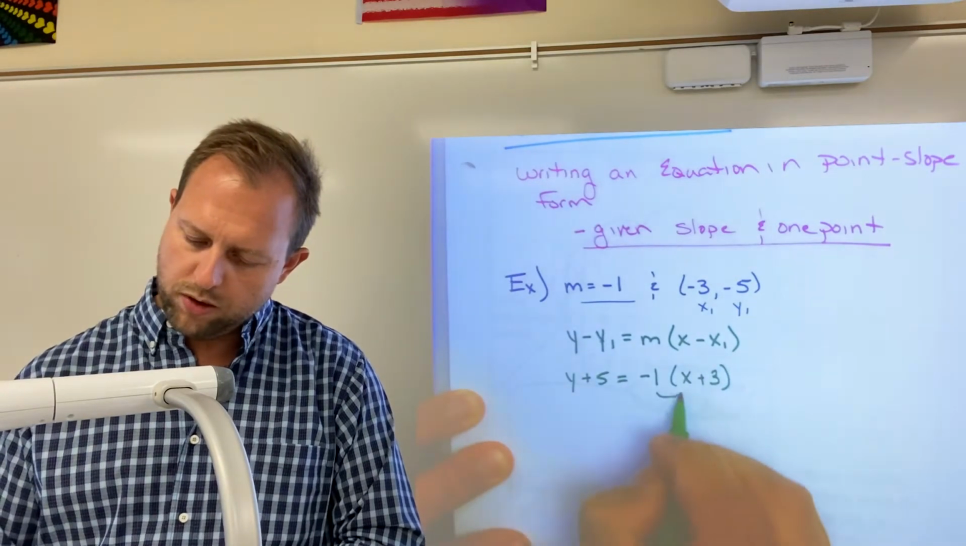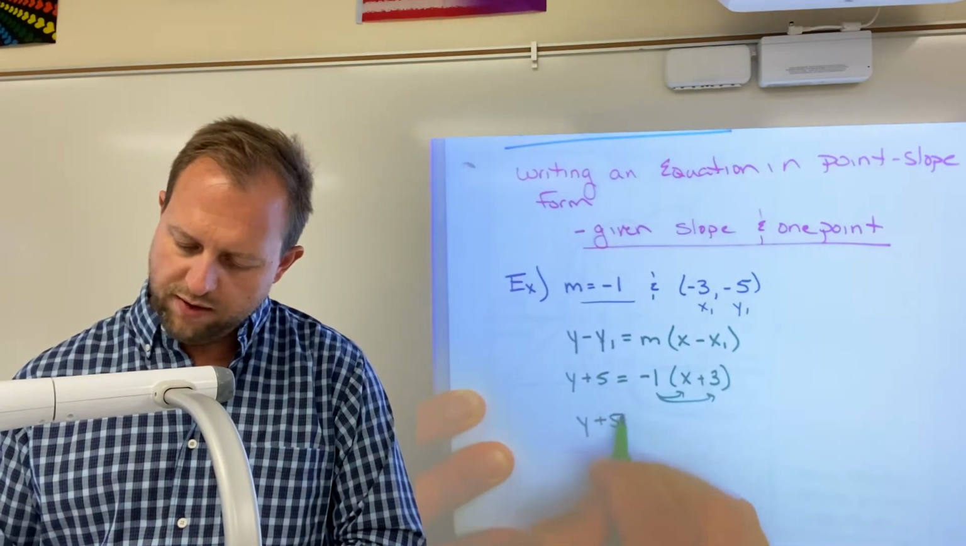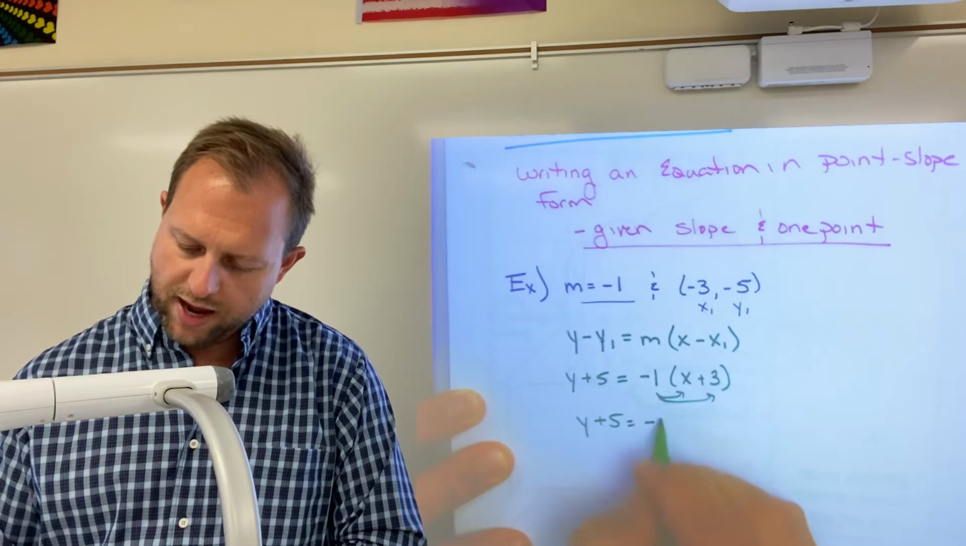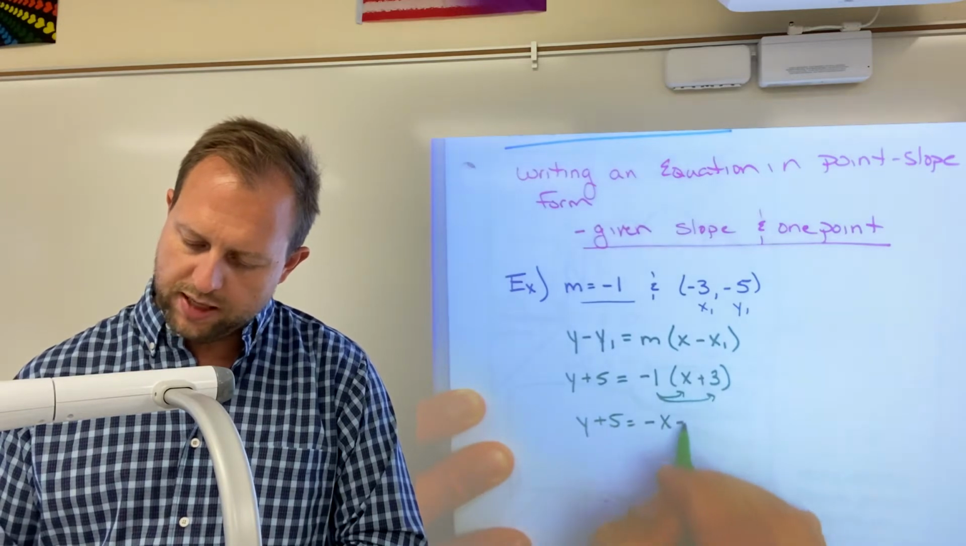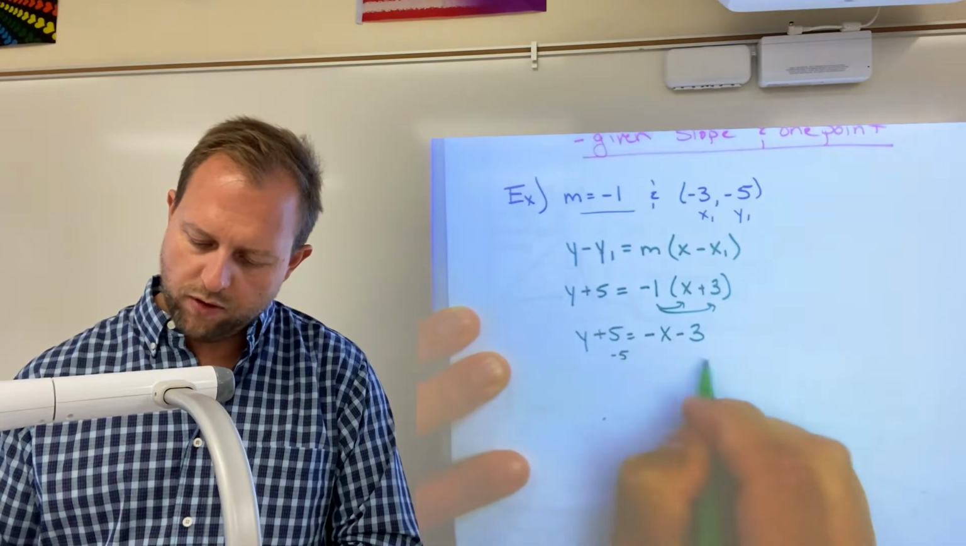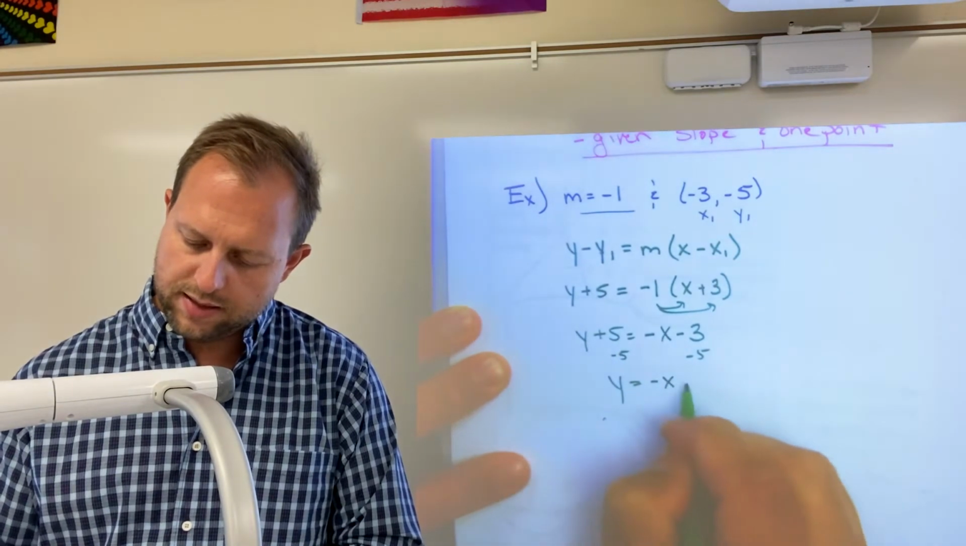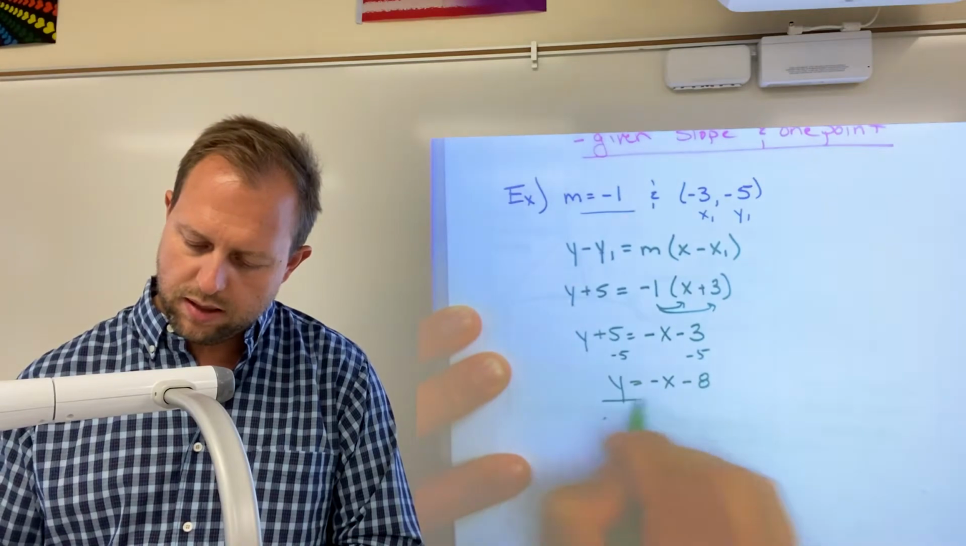We distribute: y plus 5 equals -x minus 3. And we subtract the 5 over. y equals -x minus 8.